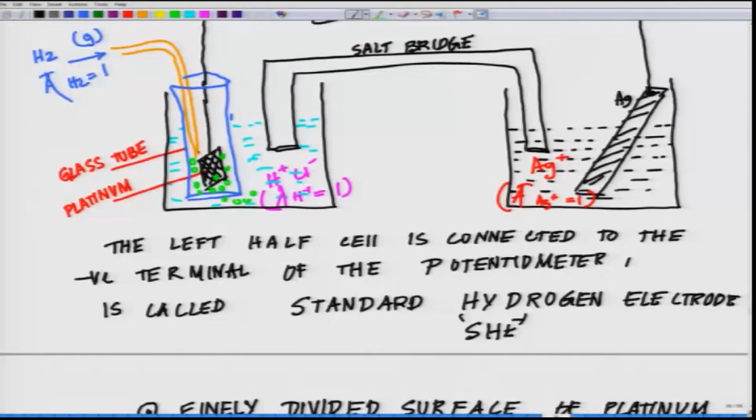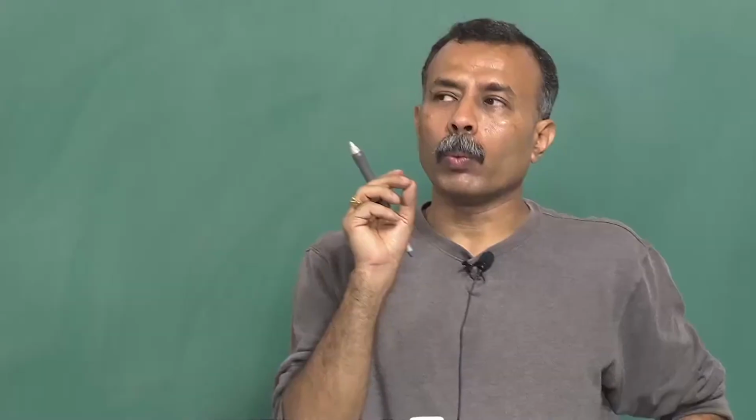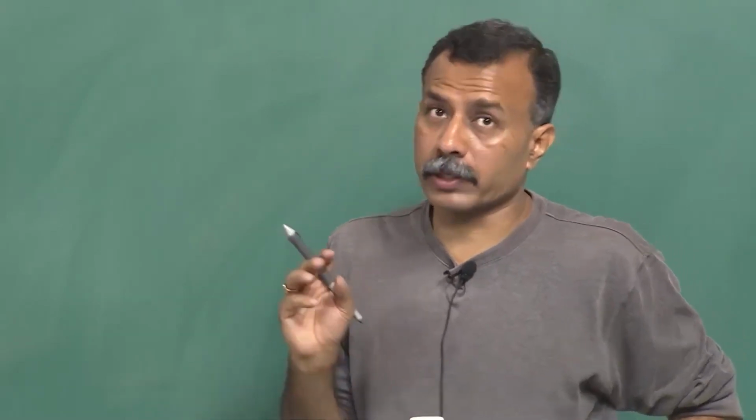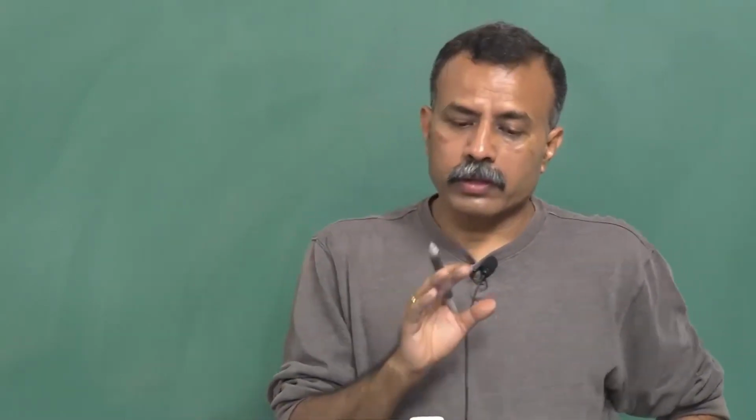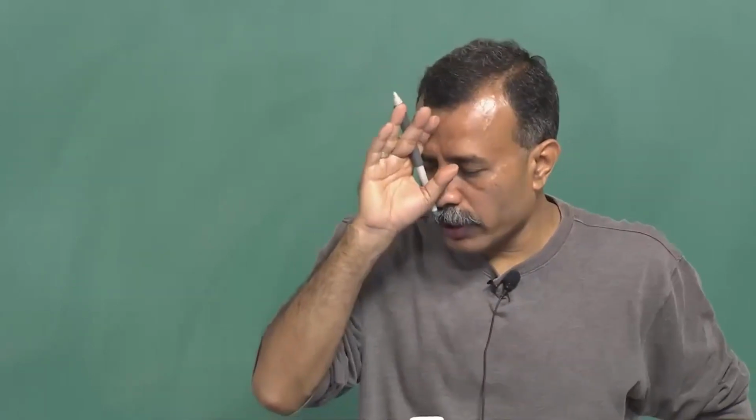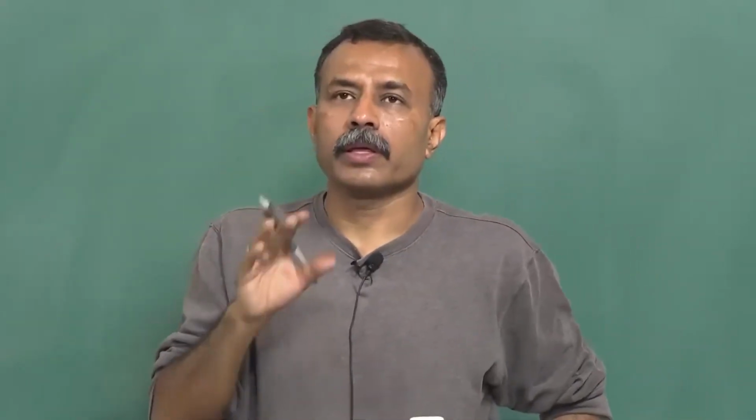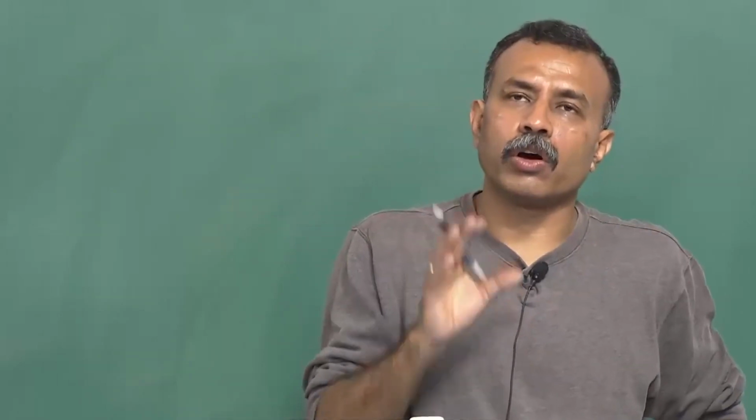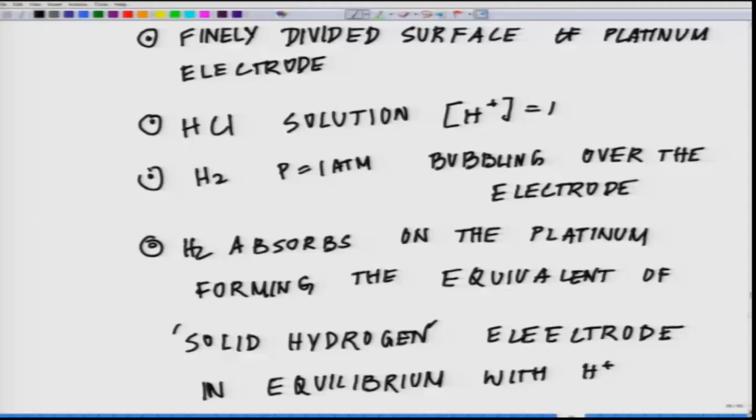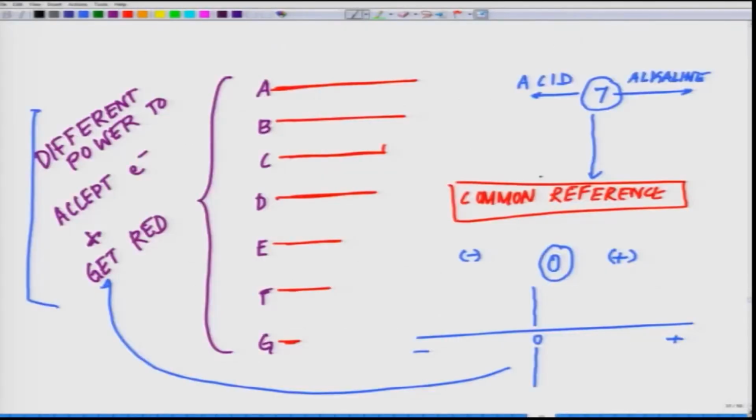Now, what is exactly happening on the surface of the electrode? This is where hydrogen is getting bubbled, and here the solution has a lot of H plus ions, and this hydrogen gas is in equilibrium with the H plus ions present there. And for this, the axiom, this is an assumption, purely arbitrary assumption, that this has a potential of 0. This is your standard.